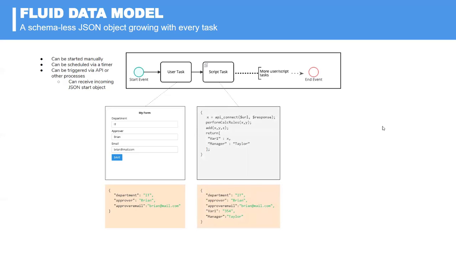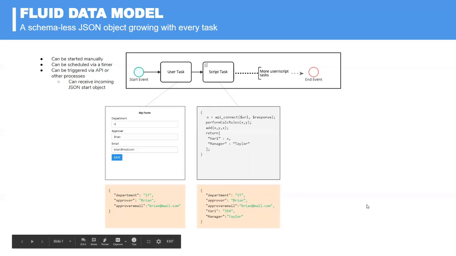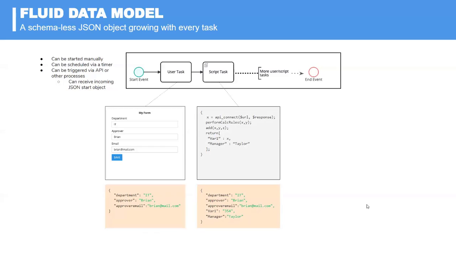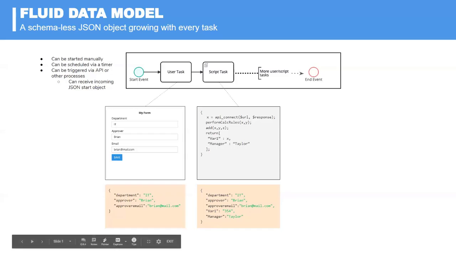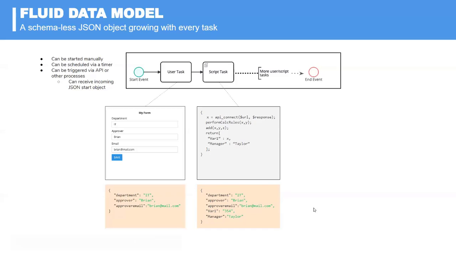So here's an example of a script task. We can see from the code it's going to return two properties, variable one and manager. If we look below in the JSON object, we can see now that in addition to the information from the screen, we also have the information that was returned by the script. Those two properties, variable one and manager, are also below in the JSON object for the request.